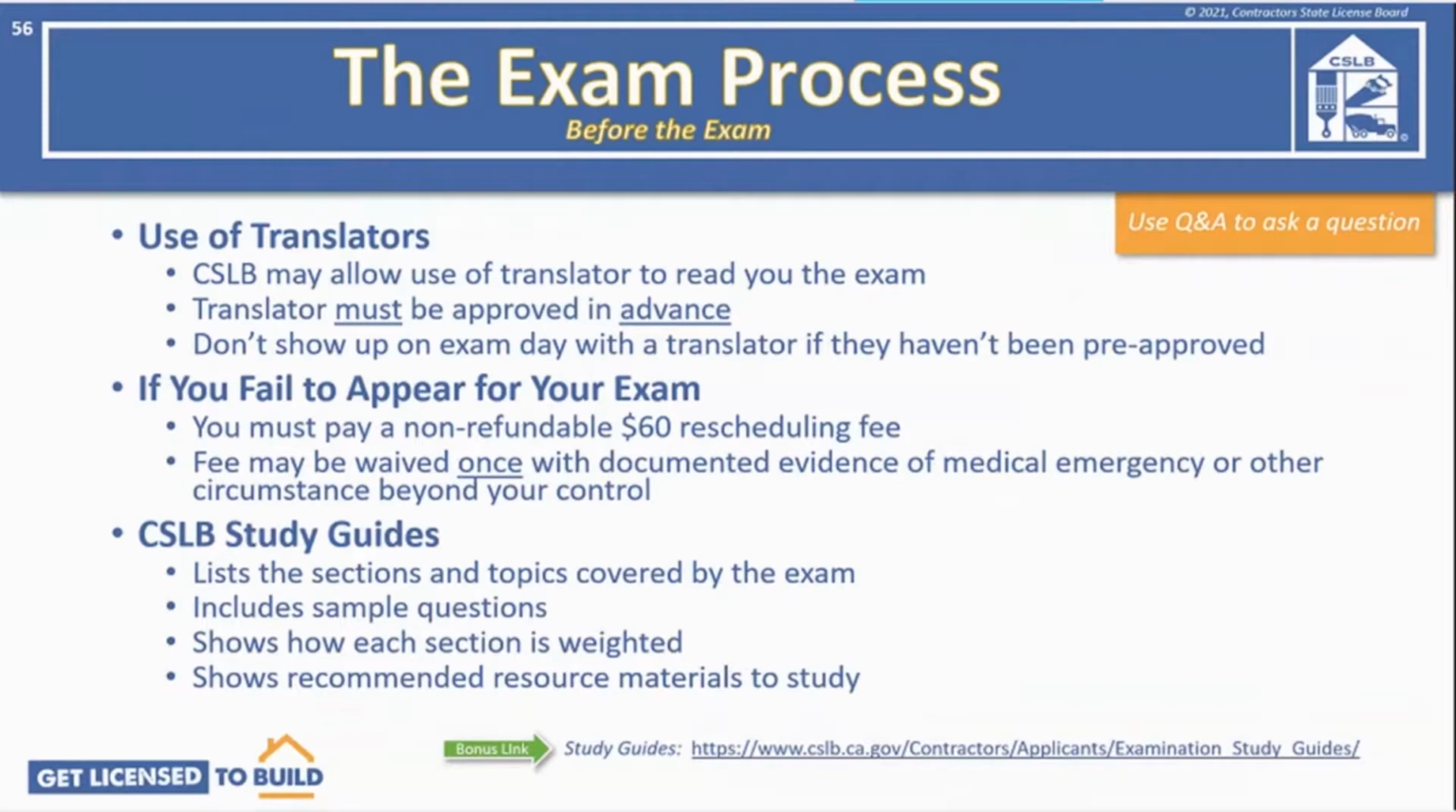Also, we have study guides available for each of our exams. Included in each study guide, you will find a list of sections and topics covered by the exam. They also include sample questions, how each section of the exam is weighted, and recommended resources that you can use to prepare for the examination now. These study guides are available online on our website. There's a bonus link here that you can use right here at the bottom of the screen.